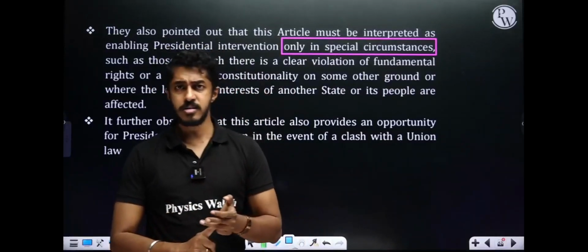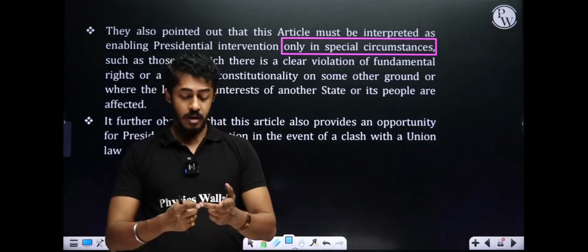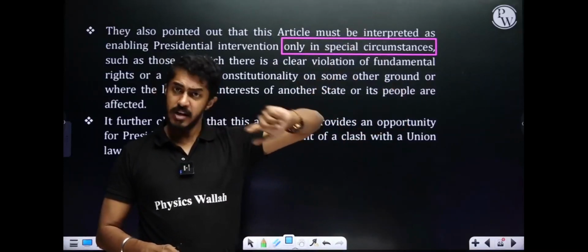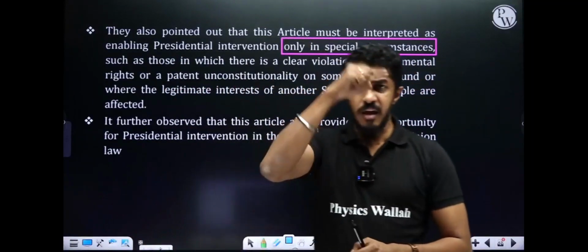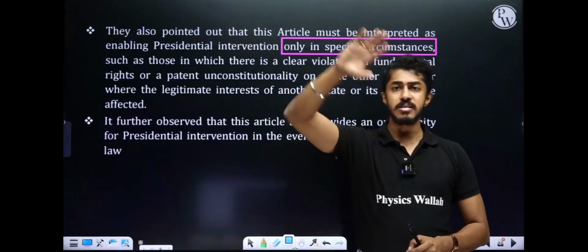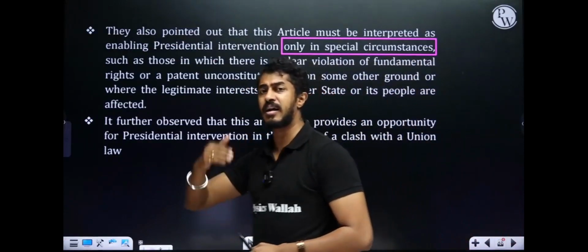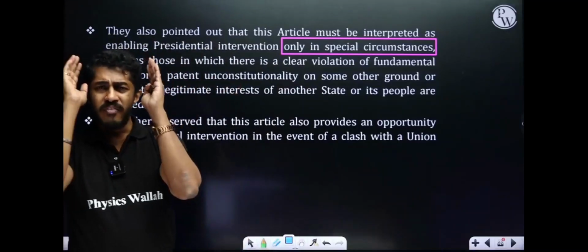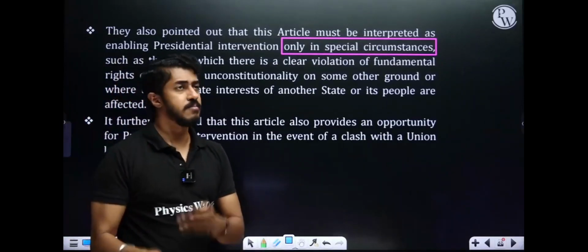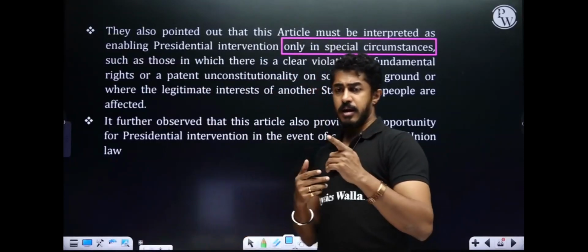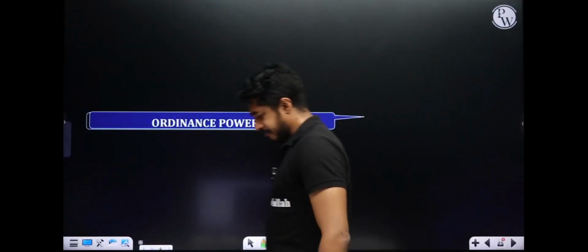Anything to do with fundamental rights, anything to do with unconstitutionality, that is going against the constitution of the country, or it will affect the rights of another state or its people, or a direct conflict with union law. Any of these provisions are there, only then reserve it for whom? The president. Ordinary matters, decide it at the governor level itself. Use it very sparingly. Don't refer each and every bill that comes straight away to the president. Clear, people? Any doubts here? Any doubts so far?